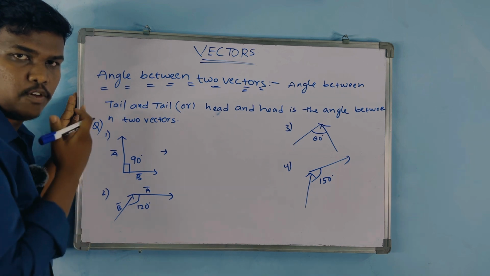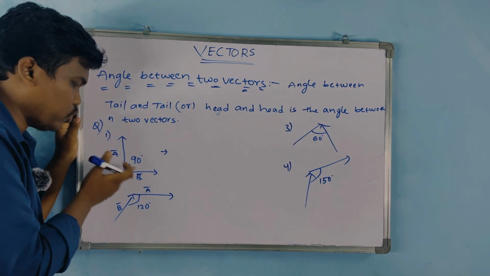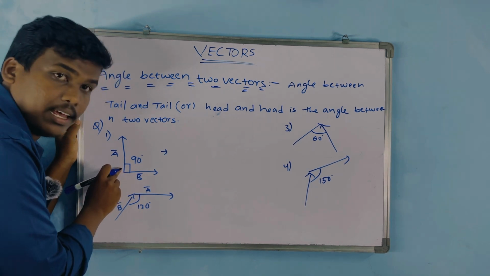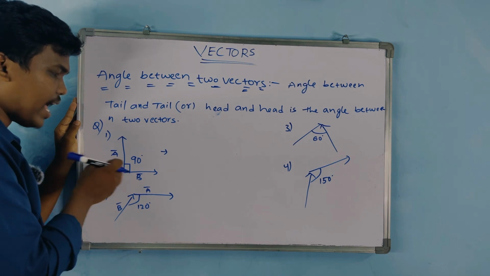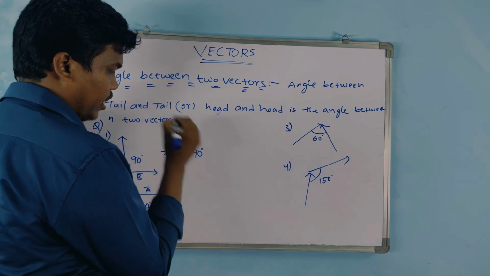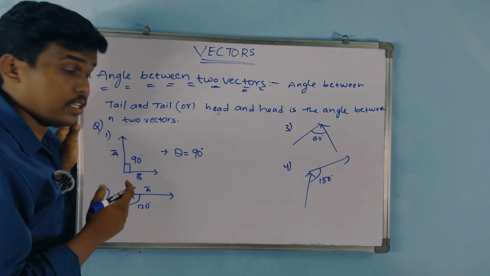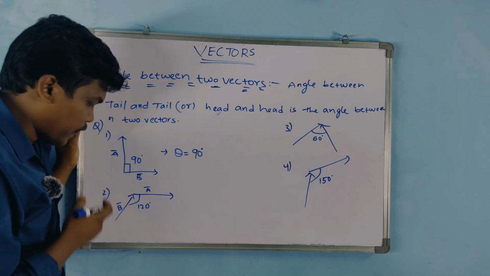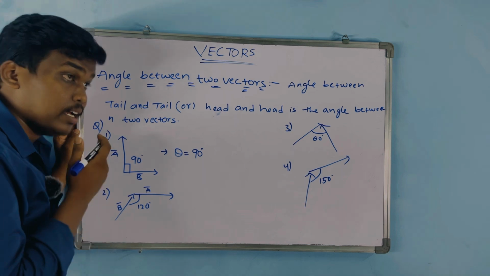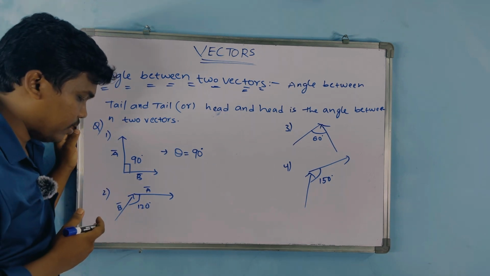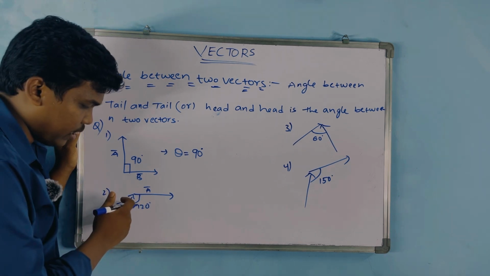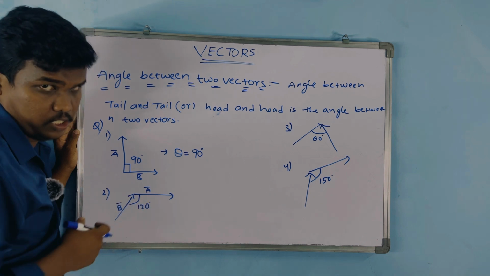The first example or first question: what is the angle between these two vectors? Here we can see the angle is present between the tail and tail. So what is the angle between tail and tail? That is theta equal to 90 degrees. This is the angle between tail and tail. Here we can see the second question: what is the angle between the two vectors? Here they have joined the head and the tail of the second vector, and they wrote that the angle between these two vectors is 120 degrees.